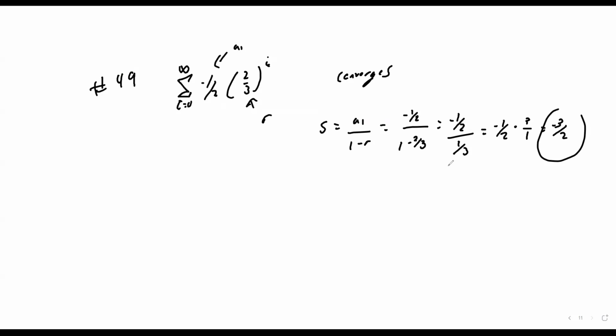Again, from this point, you can type it in the calculator. But this is the ratio. Since it's less than 1, it converges. The first term is the a sub 1. If there's not a number, remember, it will be a 1. All right, so let's look at another one. So let's look at number 50.